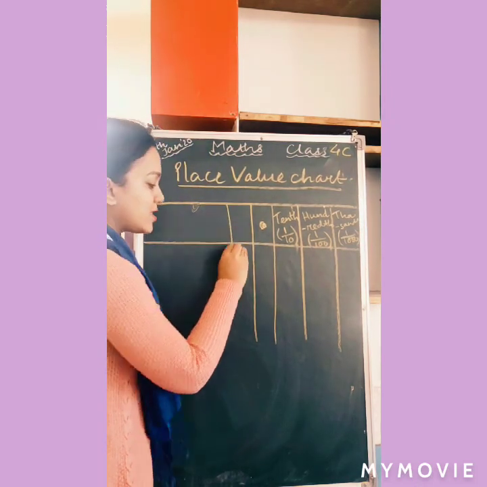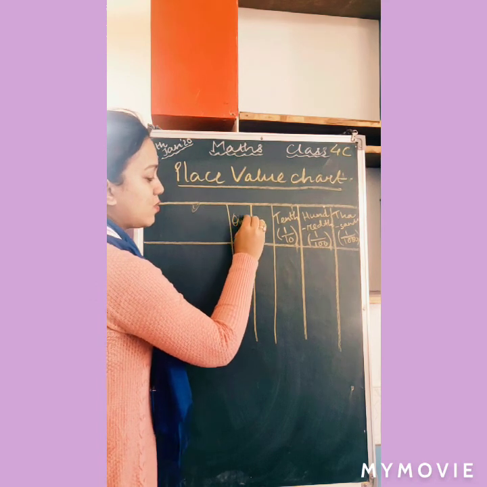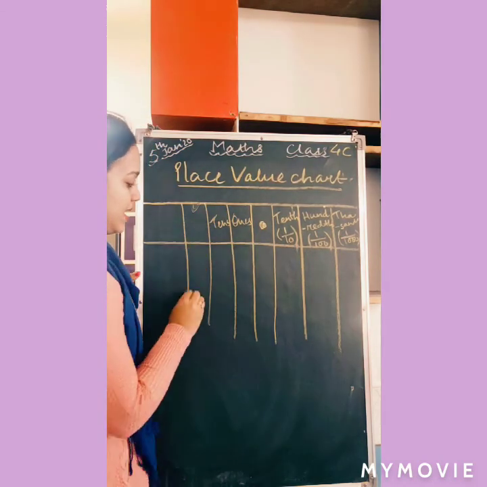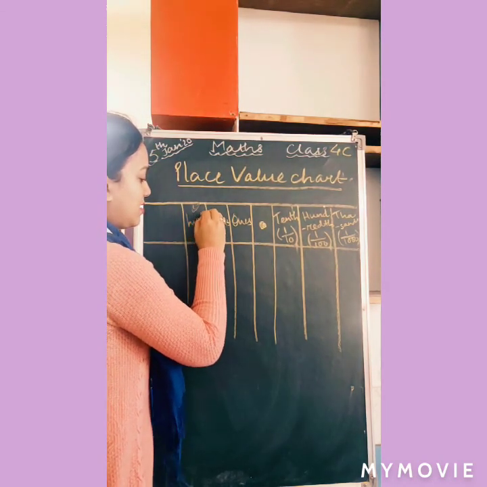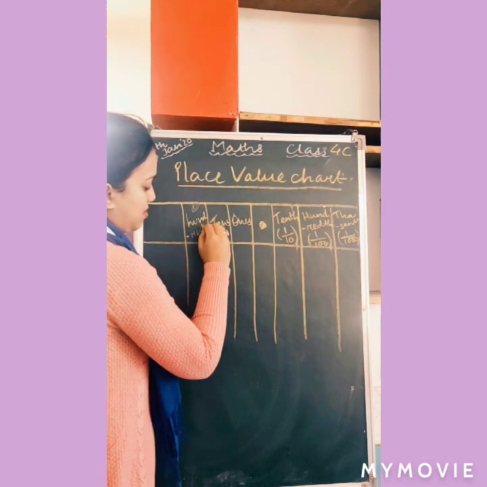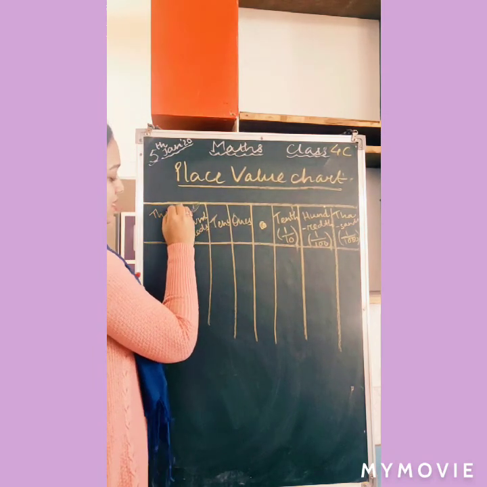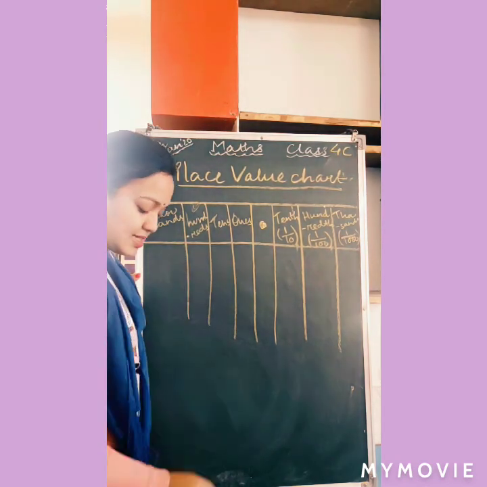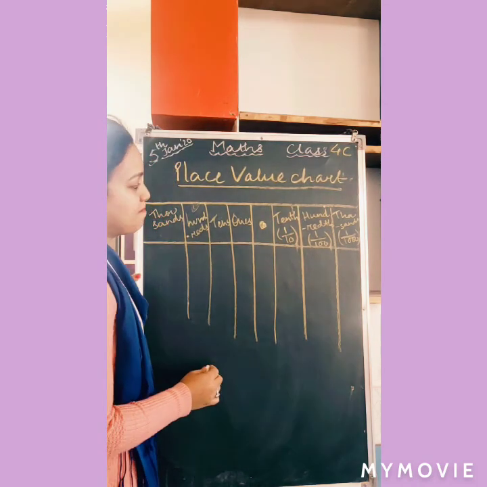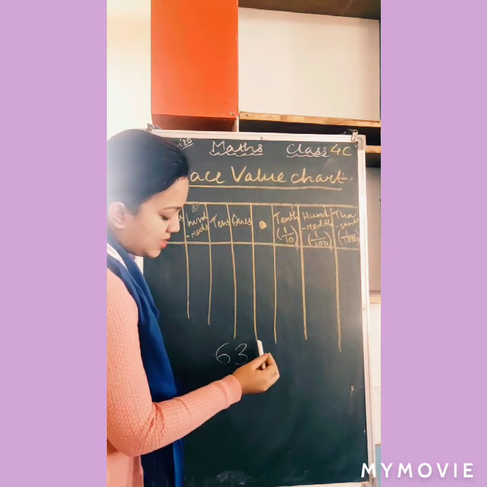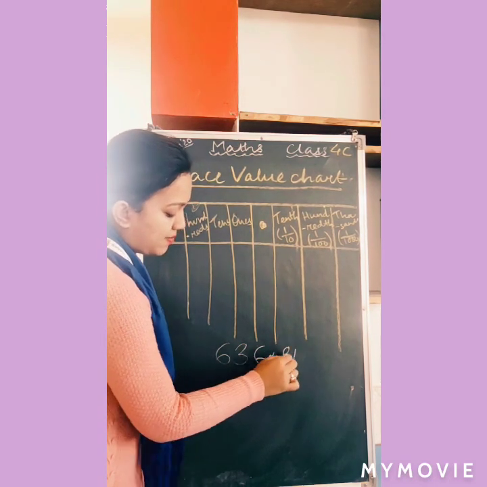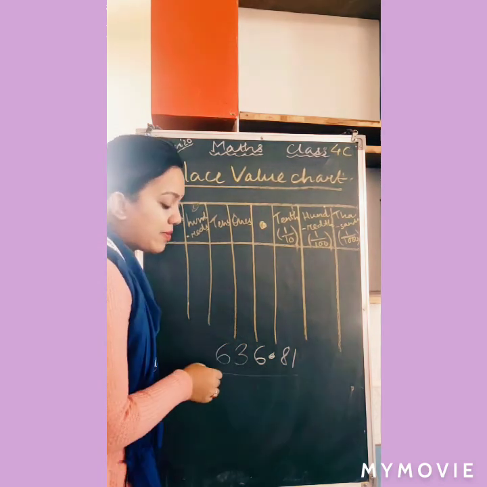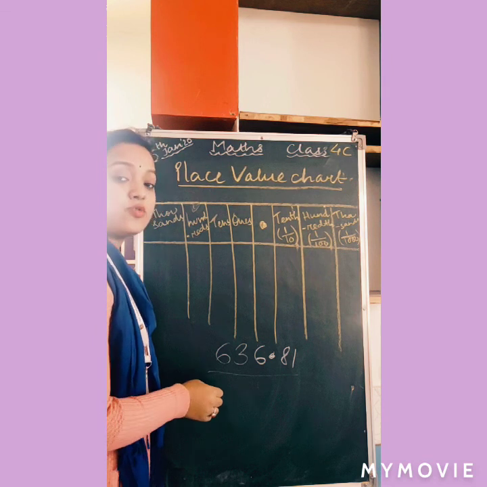Okay? Then towards my left, this starts with ones, then tens, then hundreds, then thousands, and so on. Okay, now suppose I tell you a number like 636.81.